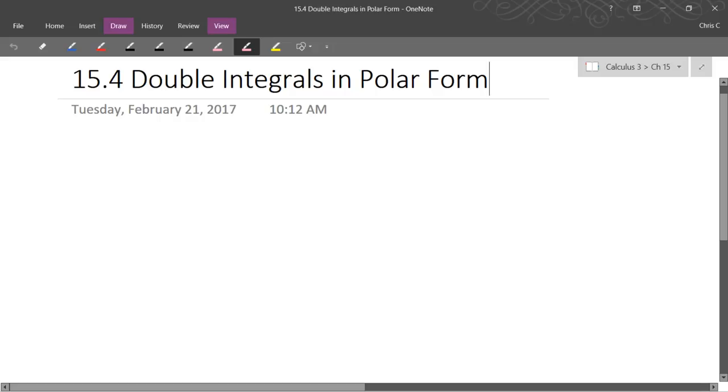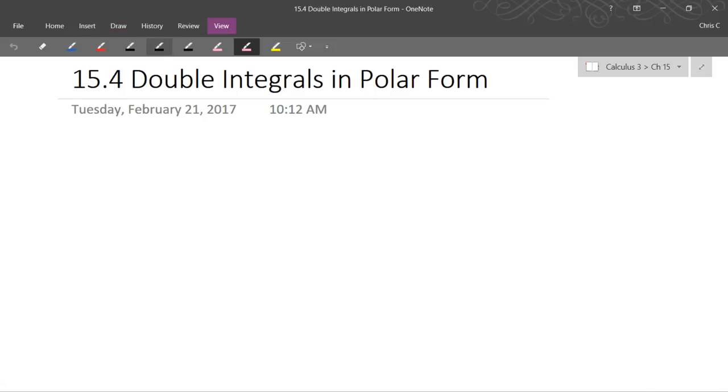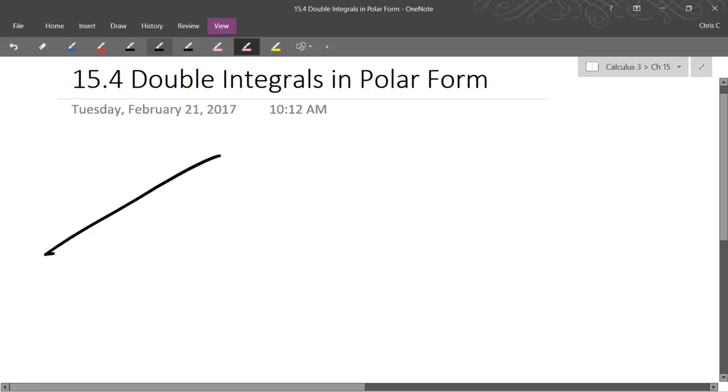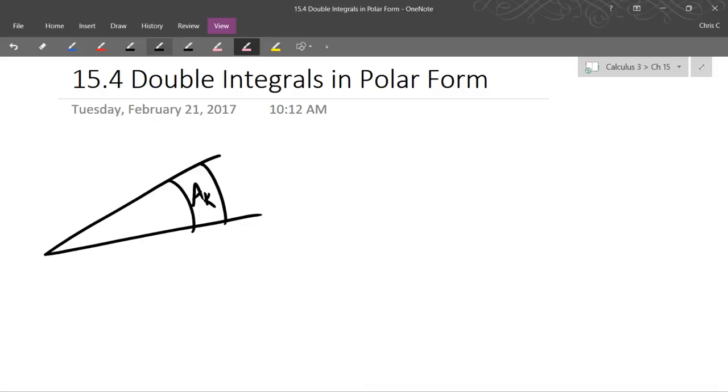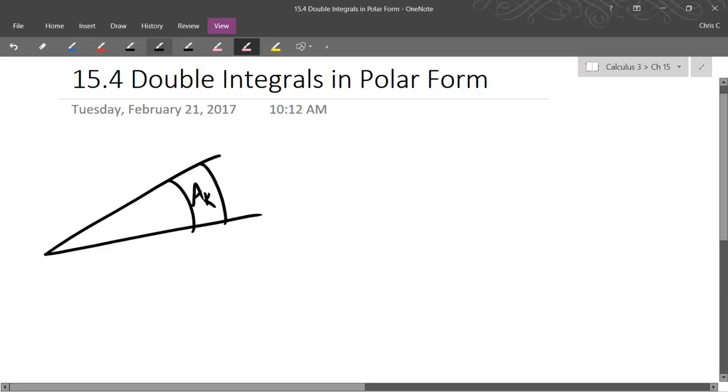So let's talk about polar form and how we take measurements in polar form. Unfortunately, in polar form, measurements are weird. That's a rectangle in polar form right there. It's a polar rectangle. Polar rectangles do sort of have four sides. Two of them are generally curved, and two of them are straight, but not parallel. They're radial, you could call them.